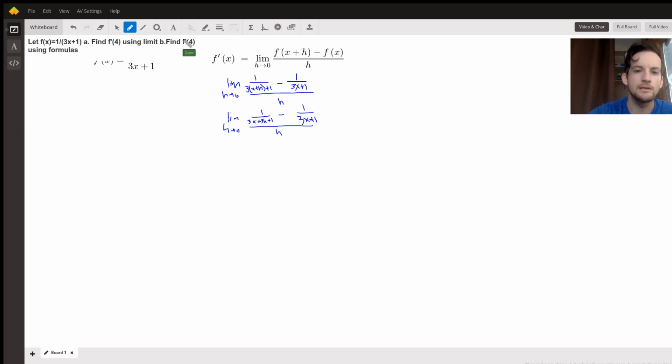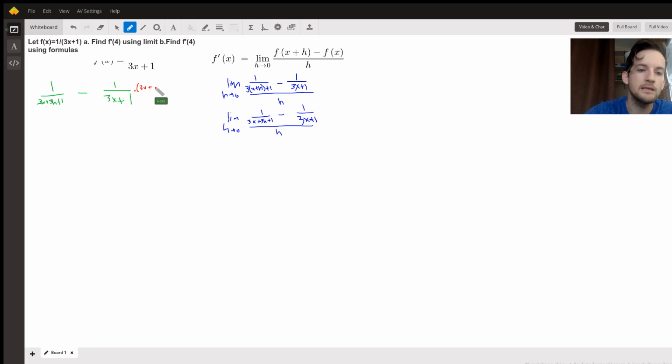I'm going to bring this over to the side here and do this separately just to kind of clear things up. So I have 1 over 3x plus 3h plus 1, and then minus 1 over 3x plus 1. Please excuse the terrible handwriting. All right, so I want to put those together. The quickest way to do that, and a really common strategy, is to multiply each fraction by the other denominator. So the second fraction, for example, I would multiply by the first denominator, 3x plus 3h plus 1.